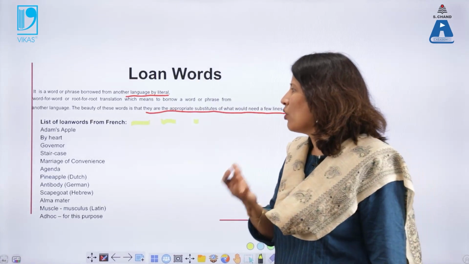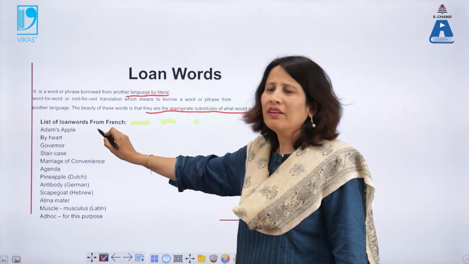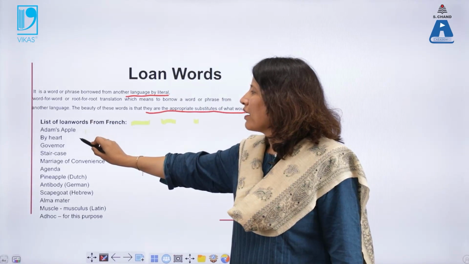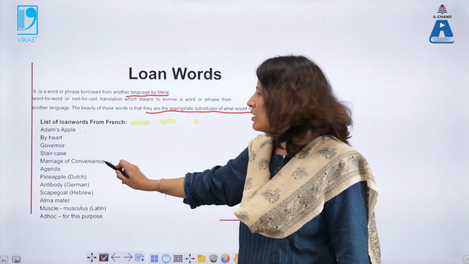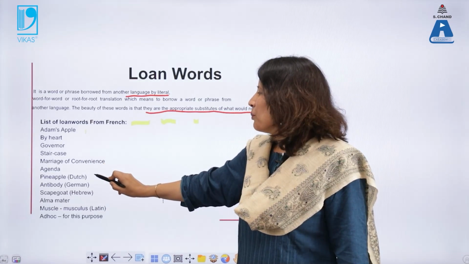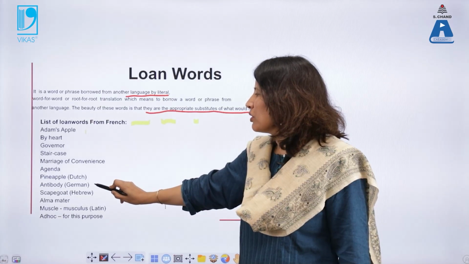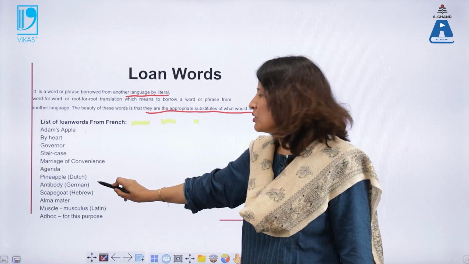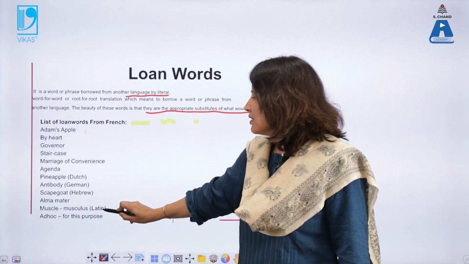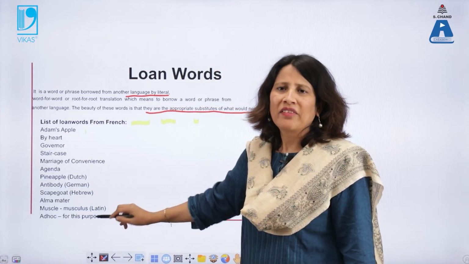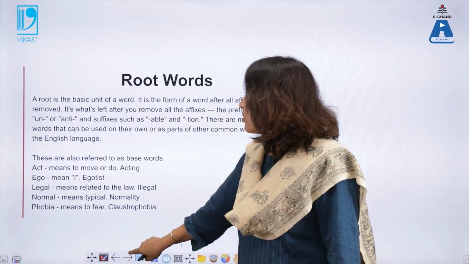So for example, some of the loan words from French are Adam's apple, by heart, governor, staircase, marriage of convenience, agenda, pineapple, which is a word from the Dutch language, antibody, which is a word from the German language, scapegoat, alma mater, muscle, and ad hoc. And there are several other examples we have which are the foreign words.